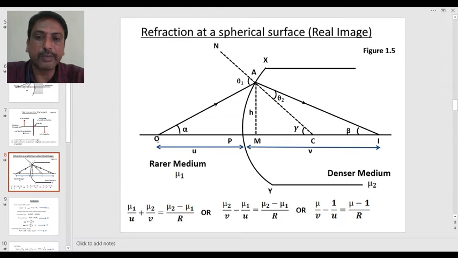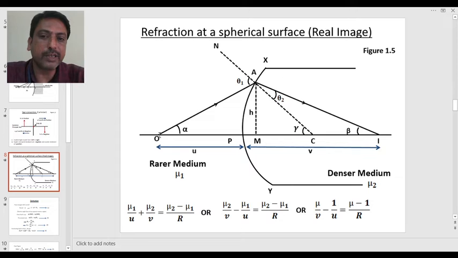Here I have considered a point object O placed on the common principal axis, and a ray of light is made to incident along OA. A is the point of incidence on the spherical surface, and theta 1 is the angle of incidence. In order to measure the angle of incidence, I have drawn a normal. In case of a spherical surface, you draw a line from the center of curvature passing through the point of incidence. In this case, CN is the normal, hence the angle between the incident ray and the normal is theta 1. At point A, the light suffers refraction, and the refracted ray finally travels along AI and meets the common principal axis at I.